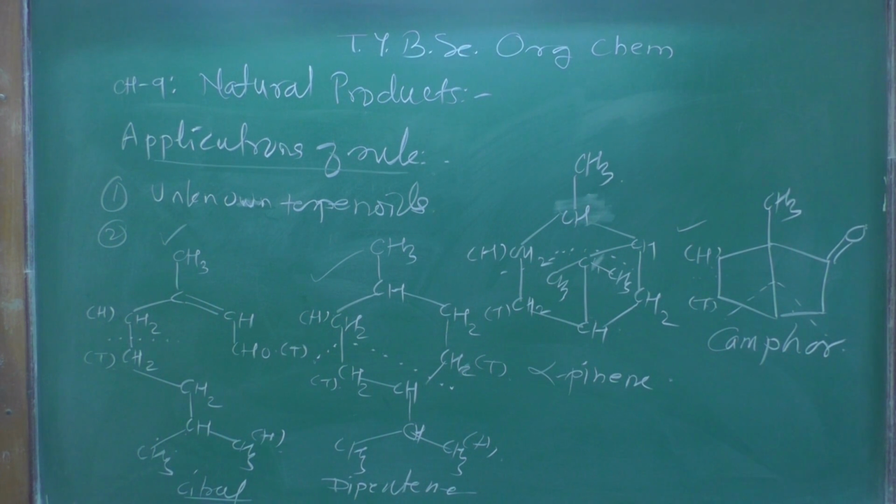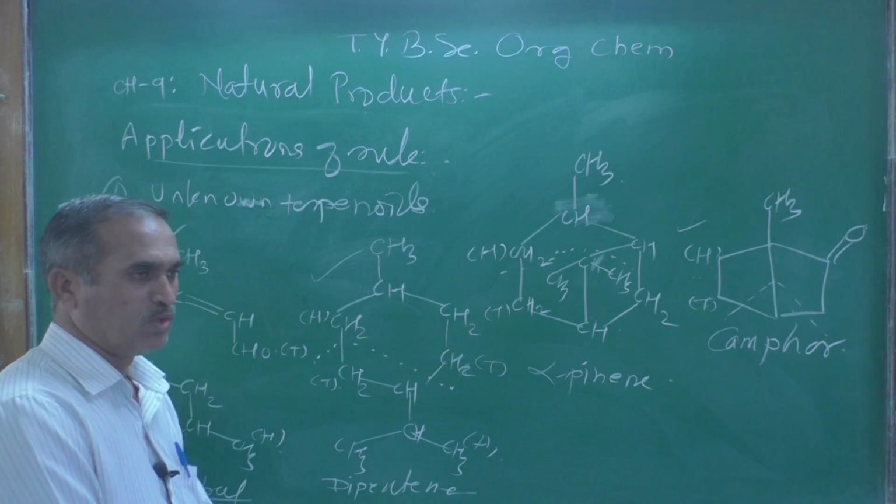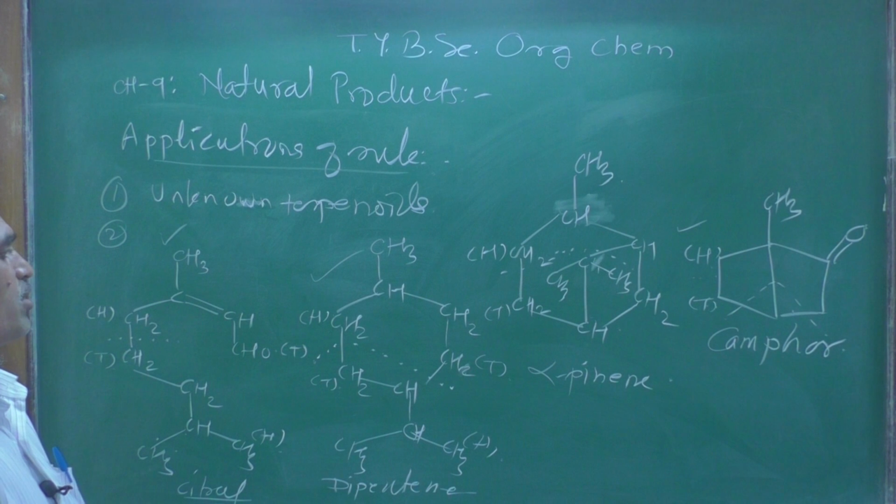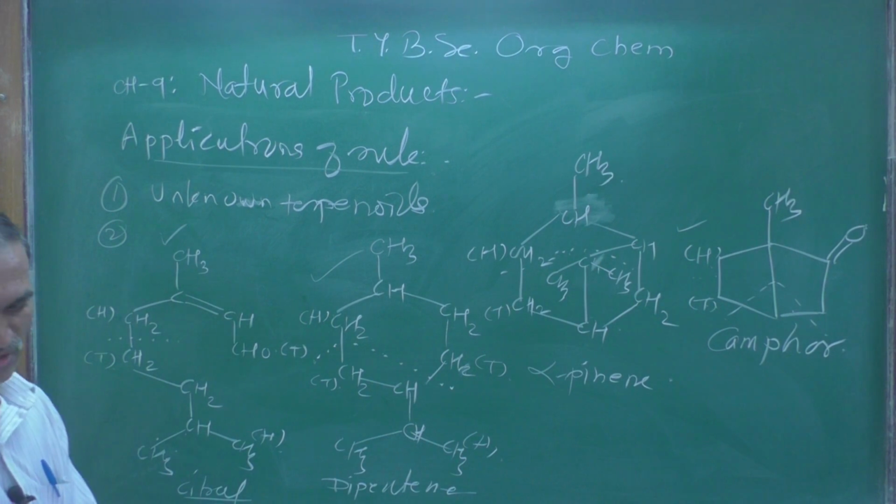These are all the structures written on the blackboard. If you observe these structures carefully, what do you find here? Citral, dipentene, alpha pinene and camphor are all following the isoprene rule as well as the special isoprene rule, and therefore these are all natural terpenoids, or natural compounds.